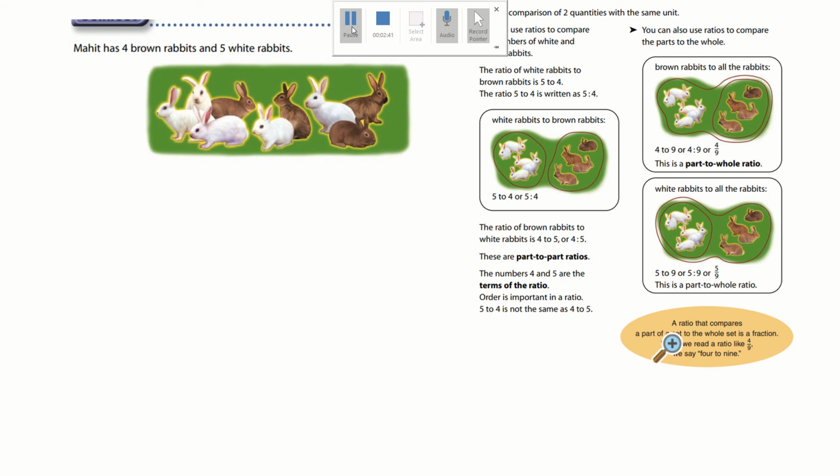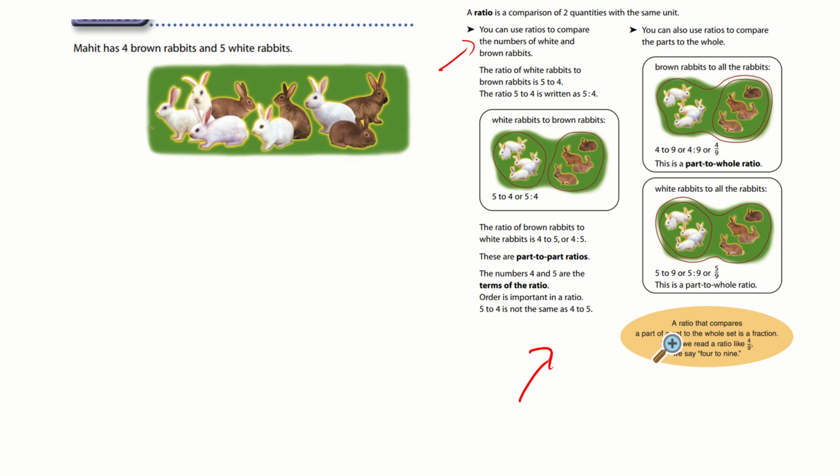Now we're going to look at this problem right here. Well, not a problem, but this is basically what we're learning about today. A ratio is a comparison of two quantities with the same unit. So it could be pizza with ham and pineapple on it and pizza with pepperoni on it. That could be a ratio. So we can use ratios to compare the numbers of white and brown rabbits in this case.